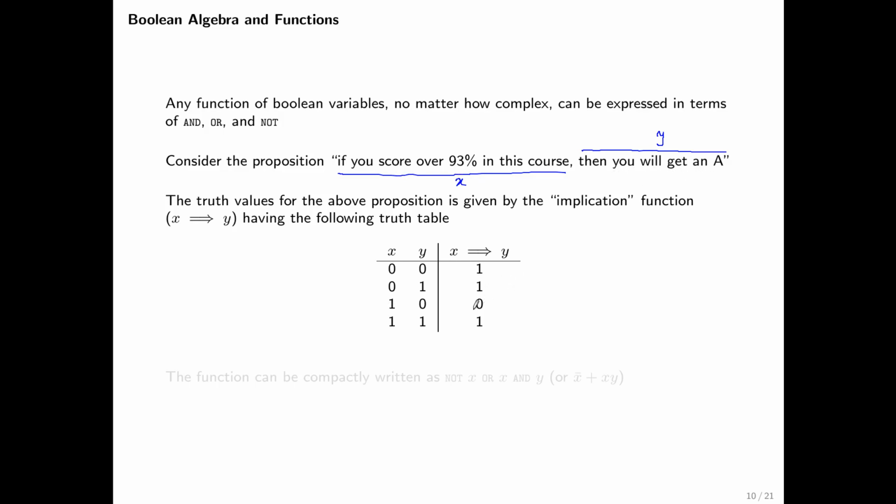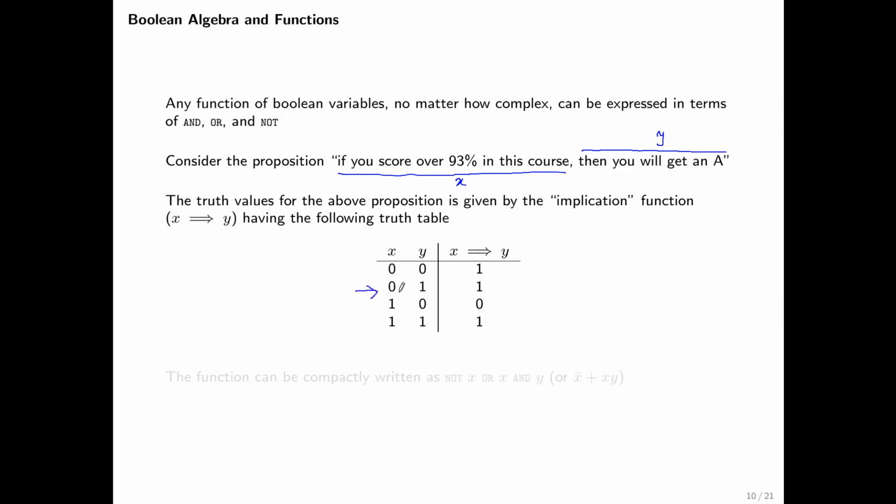But that means that the statement is incorrect, because according to the proposition, if you receive a score of over 93%, you ought to get an A. So in this case, the output is a 0, and for all other cases, the output is a 1. Okay, so if you scored less than 93% and you did not receive an A, then the statement is true. Right? If you scored less than 93% and if you got an A, the statement is still true. So this is actually somewhat tricky to grasp.